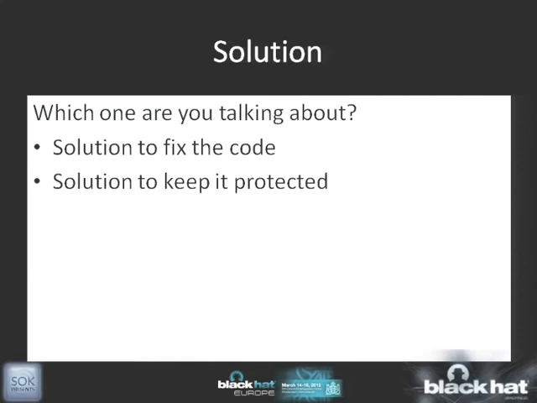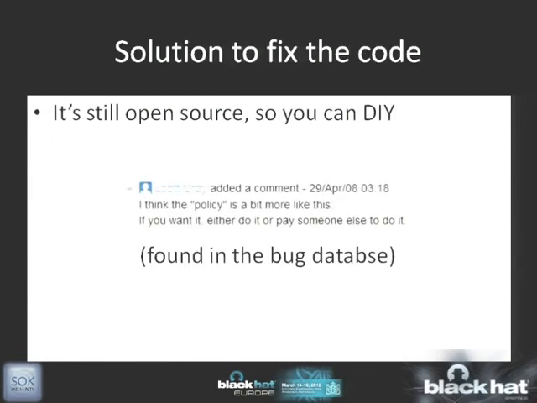So first of all, the solution to fix the code that I showed, and second, the solution: how can we actually protect ourselves, against an application that we put in production at some point in time, against vulnerabilities and assessment techniques of the future. The solution, I actually found that in the bug database. So for open source, you can do it yourself. The policy, and I really found that, I think the policy is a bit more like this: if you want it, either do it or pay someone else to do it.